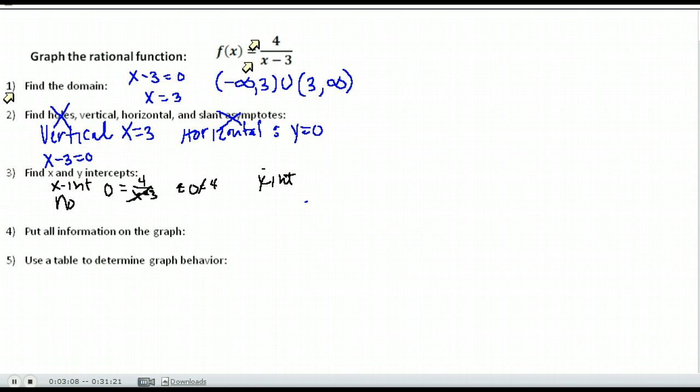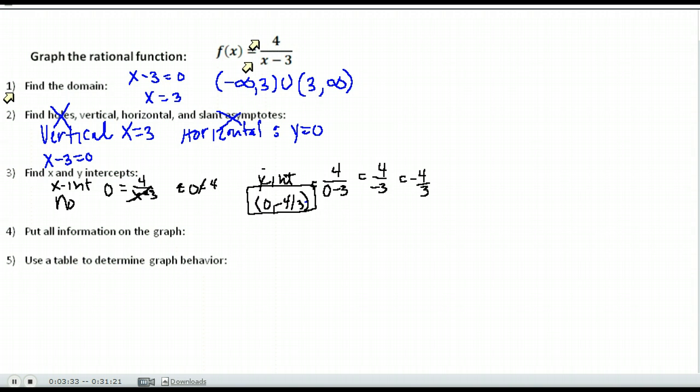Y-intercepts. For the y-intercepts, you let x equal 0 and solve for y. So we take our function and we put a 0 everywhere there was an x, and we evaluate that. It gives us 4 over negative 3, or negative 4/3. So the y-intercept is at the point (0, negative 4/3), and there were no x-intercepts.